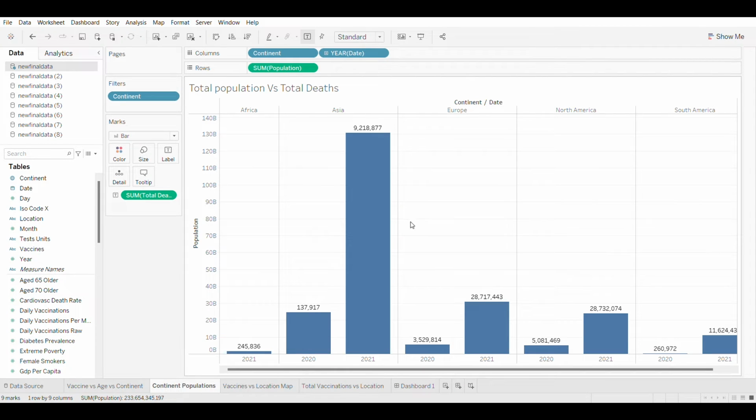The second one is the total population versus the total deaths. We all know that COVID-19 has played a very vital role and many people have died due to the disease, and this is just a comparison of that in different continents, specific to the dates 2020 and 2021. So coming to Asia and 2020, the total population and the total deaths happened, and this figure is the total population and the total deaths happened. We have taken it in the 5 continents.